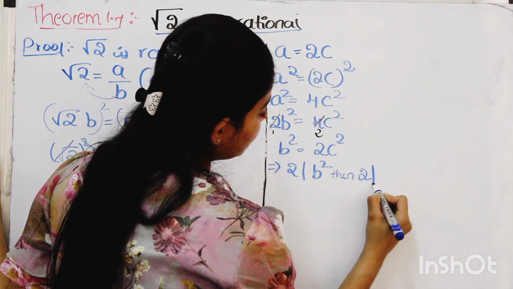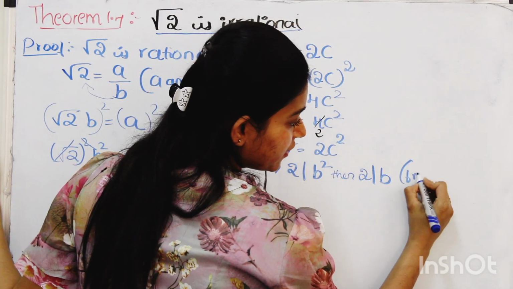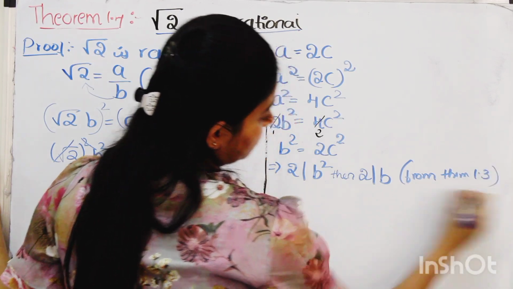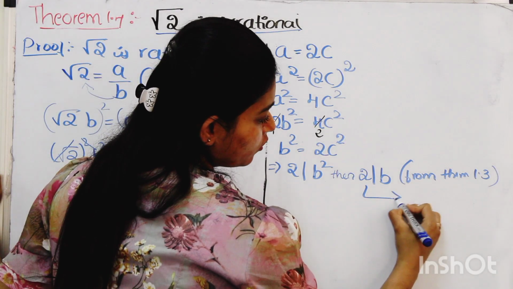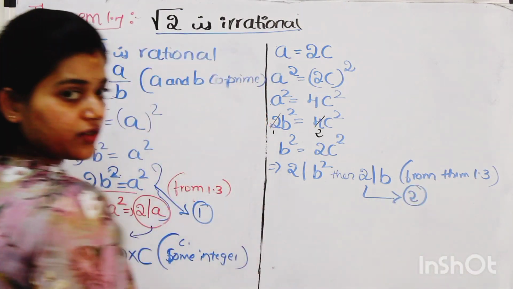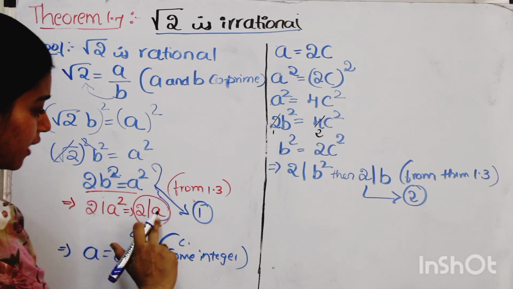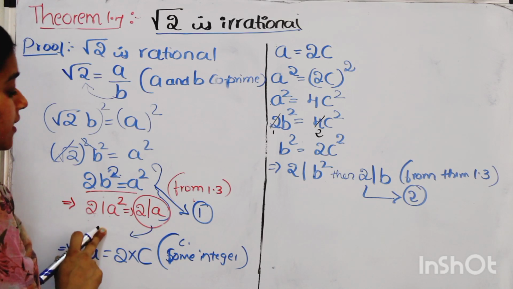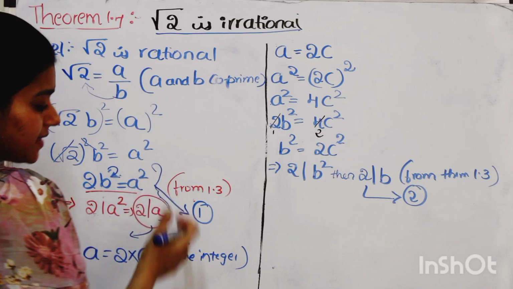2 divides a square, this implies 2 divides b square, then 2 divides b. This is from theorem 1.3. Okay, so you get this one. Now take this as equation 2. Okay. Now from 1 we have 2 divides a square, that implies 2 divides a.